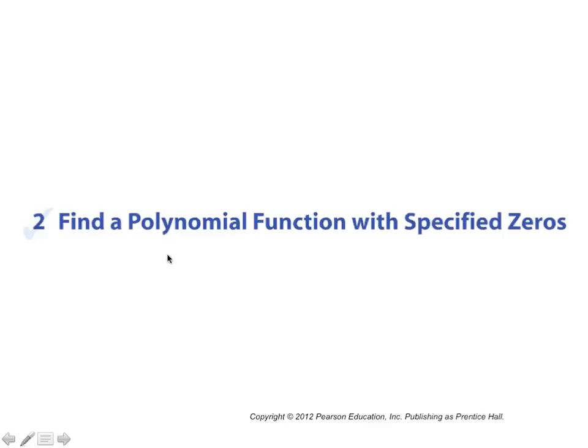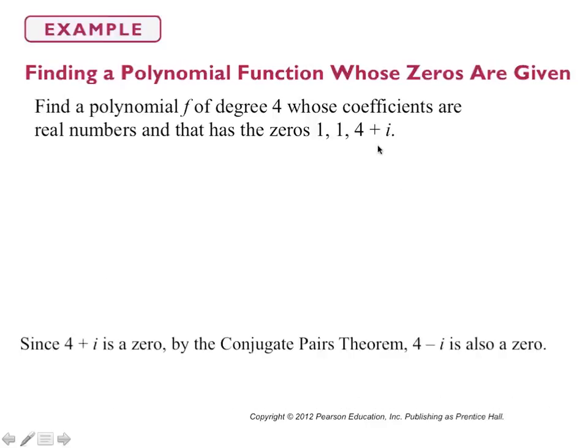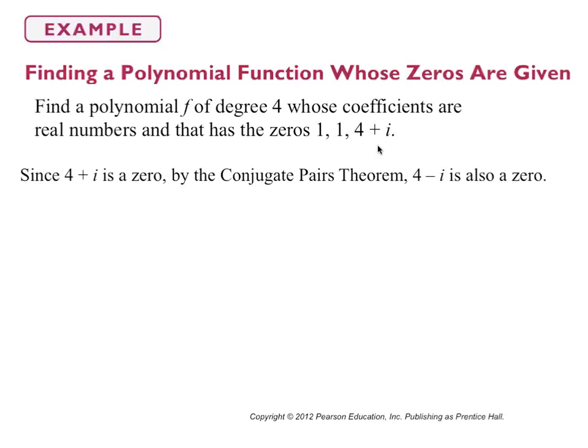Okay, now let's find a polynomial function that has some specified zeros. So what we want to do is find a polynomial of degree 4 whose coefficients are real numbers, and the zeros are going to be 1, 1, and 4 plus i. Now you need to remember the conjugate pairs theorem that tells you that if 4 plus i is a 0, then 4 minus i is also a 0.